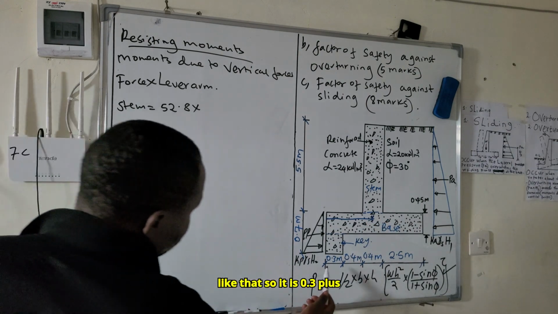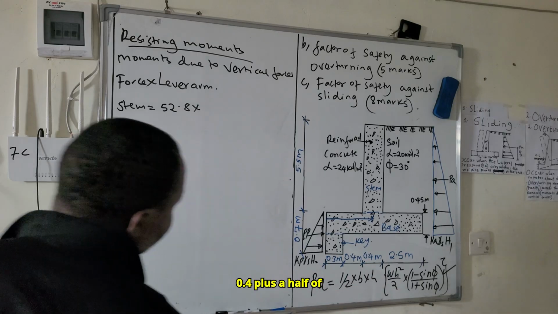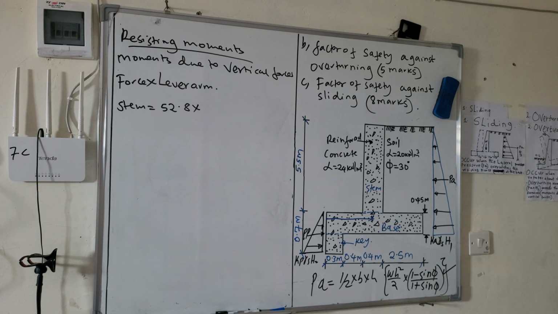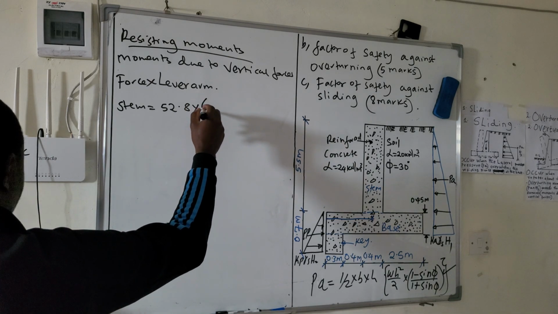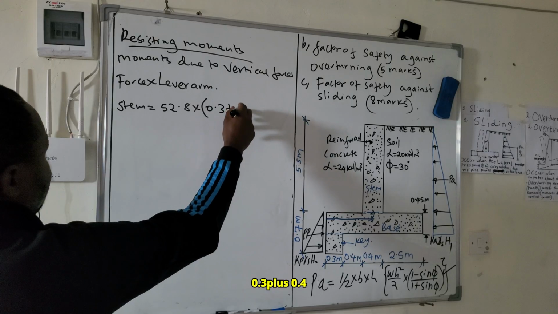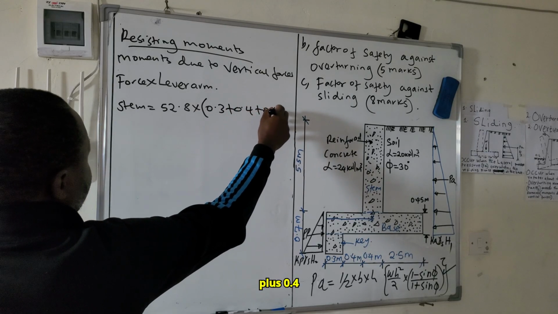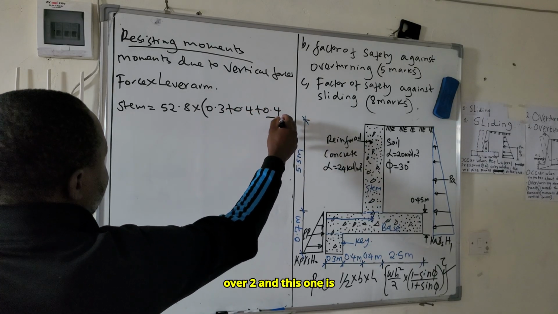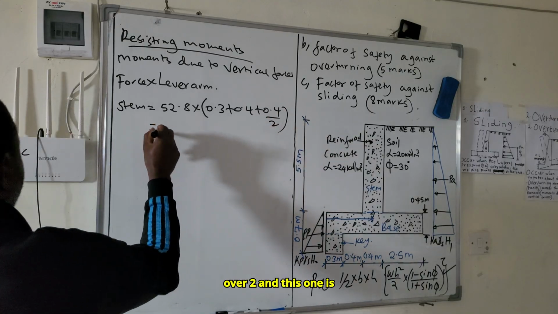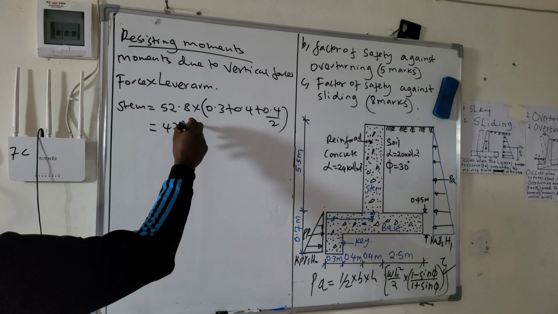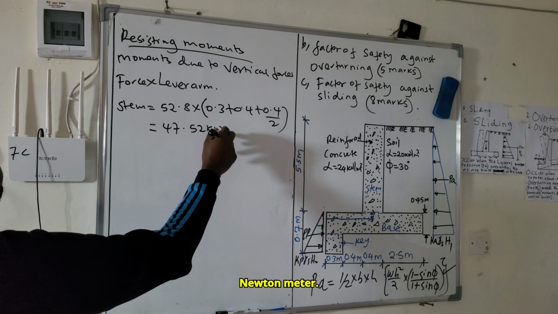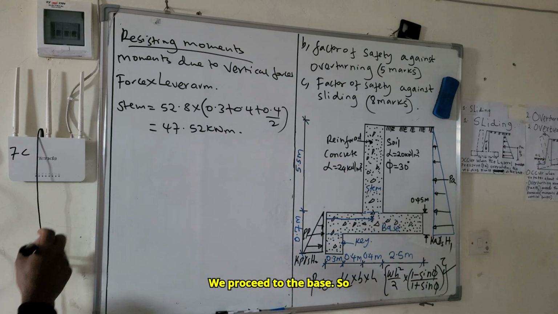So it is 0.3 plus 0.4 plus a half of 0.4. So this is 52.8 times (0.3 plus 0.4 plus 0.4 over 2). And this one is equal to 47.52 kilonewton meter.